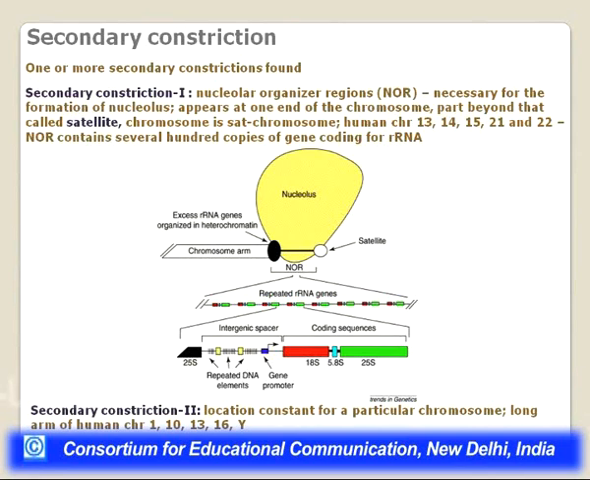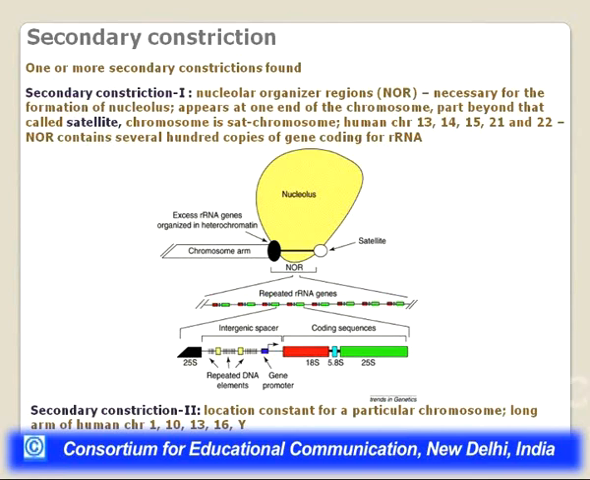The location is constant for a particular chromosome. The long arm of human chromosomes 1, 10, 13, 16 and the Y chromosome are said to have secondary constriction 2, and the location is constant for a particular chromosome. For secondary constriction 1, the location is not fixed, although it is present on one of the arms of the chromosome, but the position is not fixed. Secondary constriction 2, the position is fixed for a particular chromosome, and the long arm of human chromosomes 1, 10, 13, 16 and Y contains this secondary constriction 2.